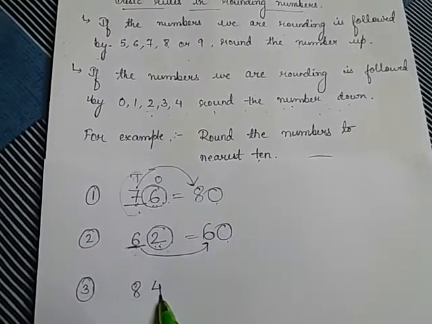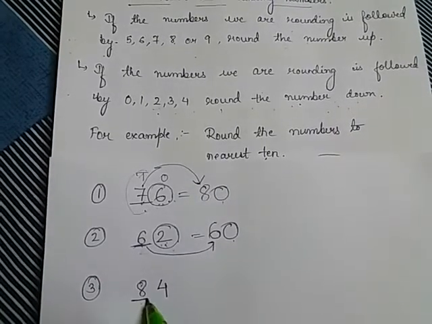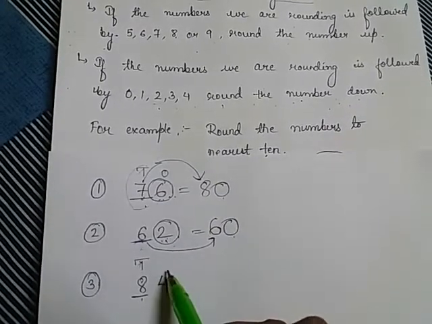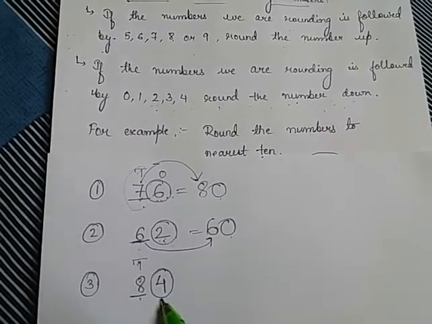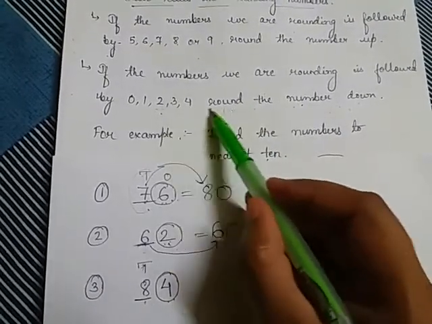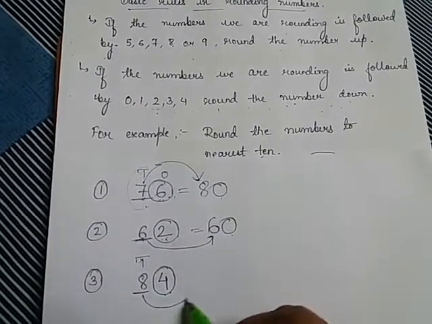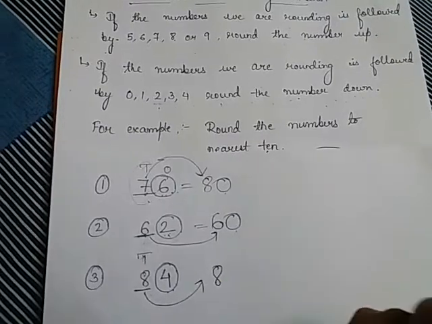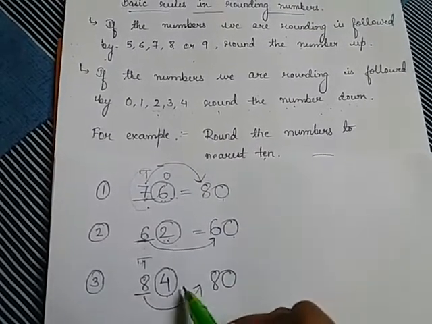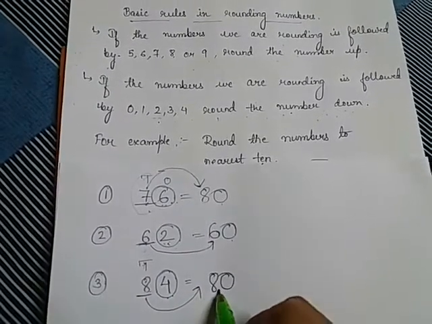Let's move to number third. Here also the digit that we have to round off is this one, that is at the tens place. In order to round this, we have to see the digit which comes right next to it. This 4 again falls under this category. That means we have to round the number down. That means this 8 will remain same, and the ones place will become 0. This is how the round off of 84 is 80.